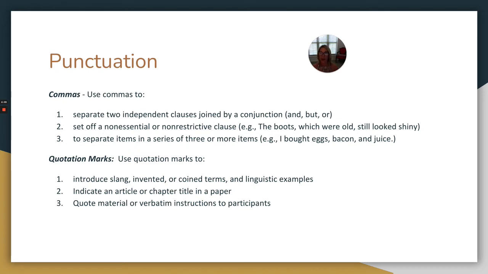And so you use those commas when you have two separate independent clauses that are joined by a conjunction, like the word and, but, or. When you think about that, you have a comma before the conjunction, and then you have two sentences that really could stand alone, but you're joining them with a comma.